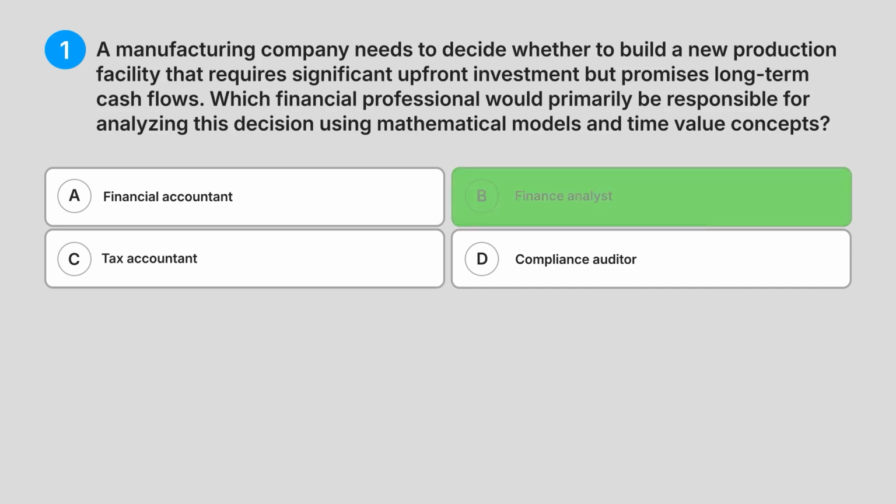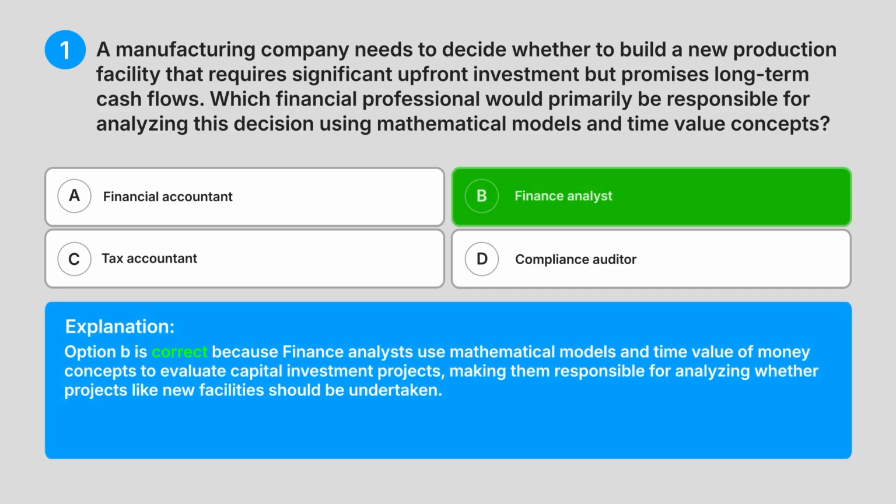Correct answer, B. Finance analyst. Explanation: option B is correct because finance analysts use mathematical models and time value of money concepts to evaluate capital investment projects, making them responsible for analysing whether projects like new facilities should be undertaken.